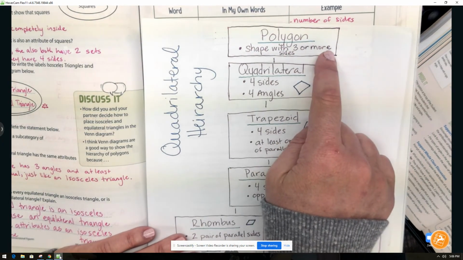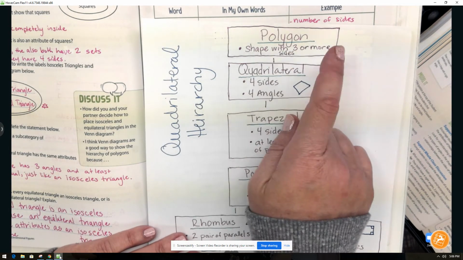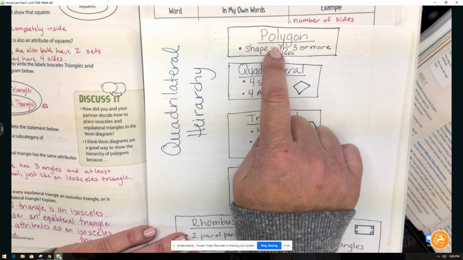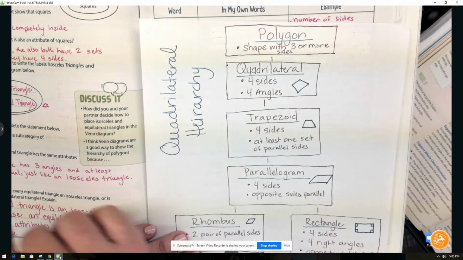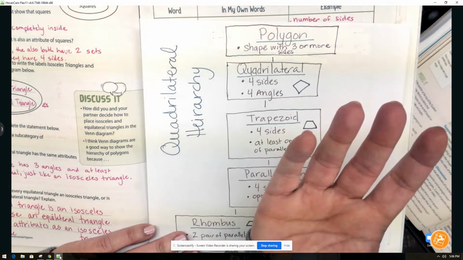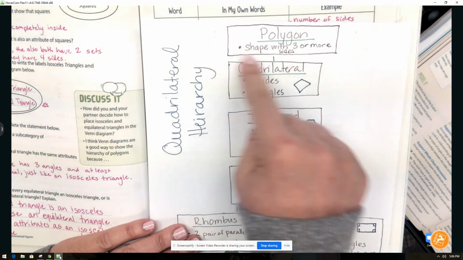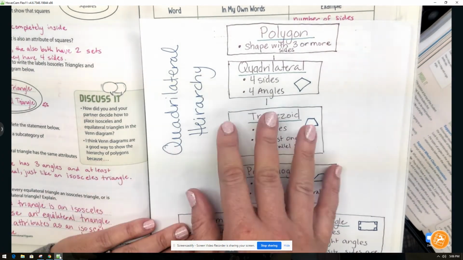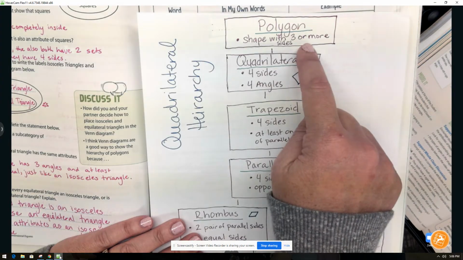A polygon is the most basic. It's a shape with 3 or more sides. Triangles, hexagons, heptagons, squares, rectangles, almost everything falls under the category of a polygon, other than a circle, because a circle doesn't have sides. So polygons are any shape with 3 or more sides. Now, this is a really broad category.